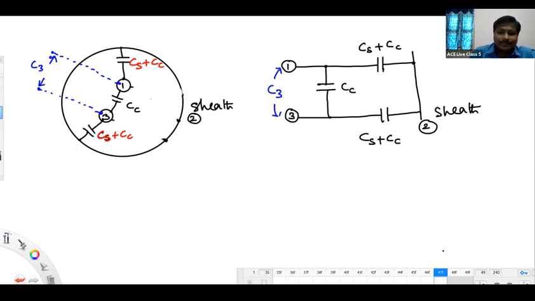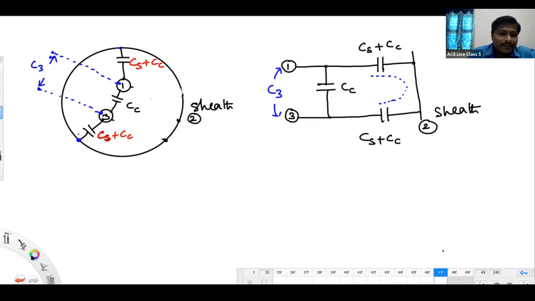Okay, next thing. How are these two connected? CS plus CC and CS plus CC. Anybody please tell me how these two are connected? Just look at this circuit and tell me. These two are connected in series, right? Yes or no? So assuming that the sheath impedance is negligibly small, this point and this point will be same. So obviously these two will be connected in series.